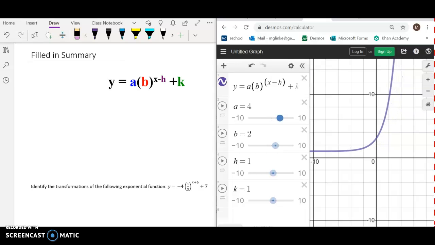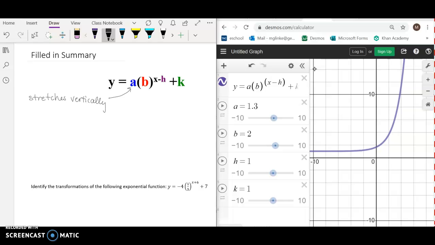So if you move A, notice how it stretches the graph vertically, but then if A is negative, it also reflects it over the x-axis. So A is going to do two things. It stretches the graph vertically, and that's if A is greater than 1. If A is a fraction, it's actually going to compress vertically. So if A is in between 0 and 1, or normally a fraction, that's going to compress your graph. And so that's the first thing.